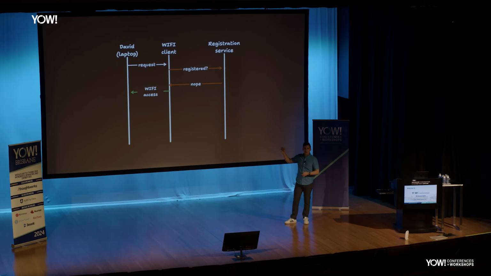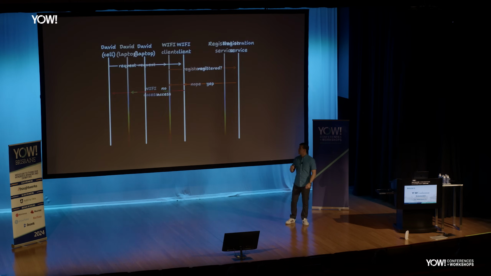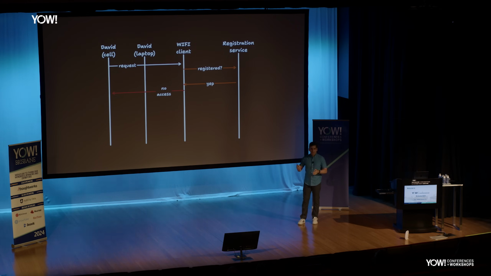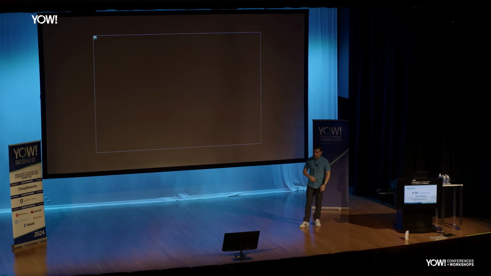If they didn't register, then I was granted Wi-Fi access for the day. $80 later, I was able to access Wi-Fi. Now, I also wanted Wi-Fi on my cell phone, but of course, I registered with my computer, and so with my cell phone, when I tried to make a request, it sent a message from the clients to the service, was it registered? And the answer was yes, it was, so I didn't have Wi-Fi access. It said, sorry, you're only allowed one device per day.